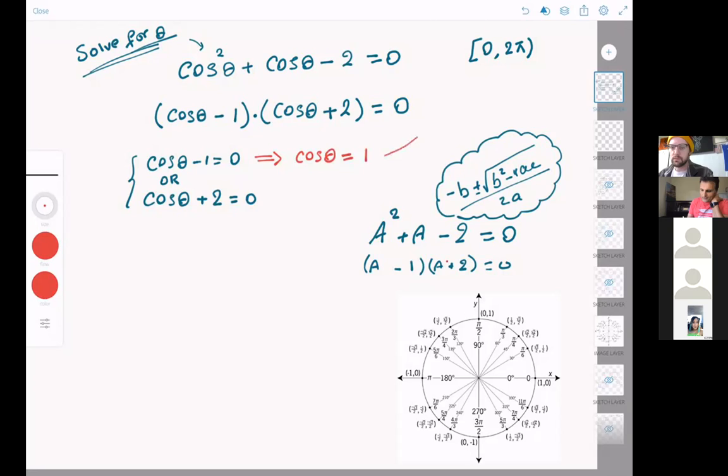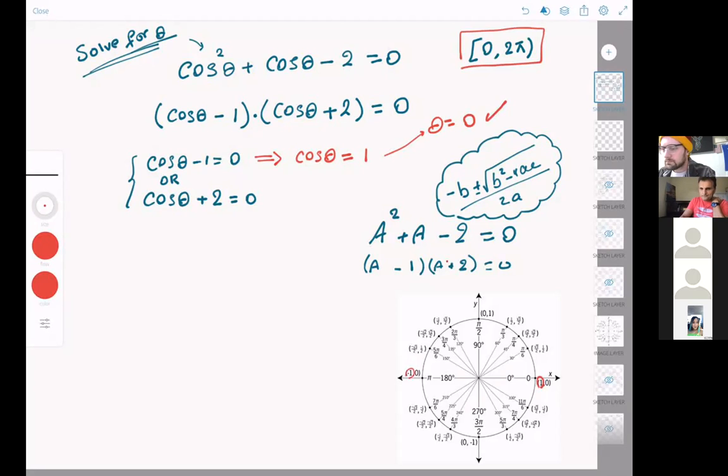So what is theta? Cosine of what angle is 1? Zero degrees. Very good. 0, because we have pi in radians, so we're going to put 0 in radians. So 0 is 1. Then we get -1, which is not 1. And that's it. So only 0 degrees or 0 pi.